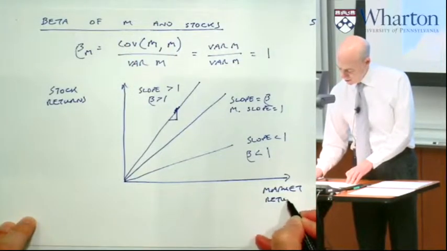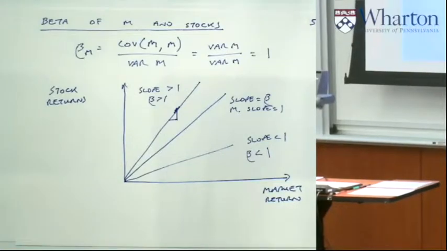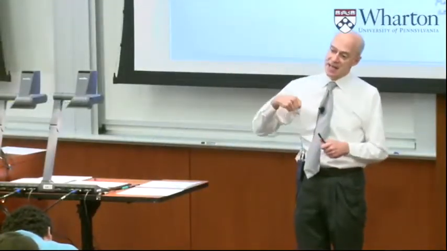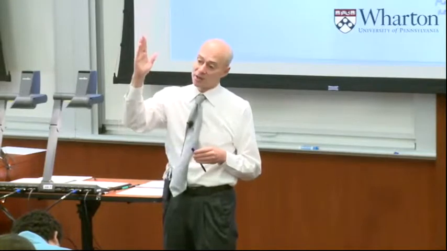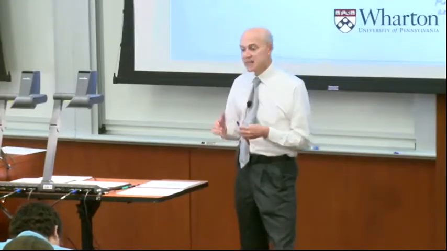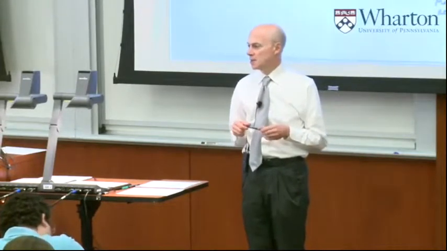Can you say that again about it being amplified? Okay, so beta of the market itself is 1. If it moves 1%, it moves 1%. If the beta of a stock is bigger than 1, what it means is if the market goes up 1%, then on average the stock goes up by more than 1%. So it amplifies movements in the market. Beta less than 1, it dampens them. Other questions?